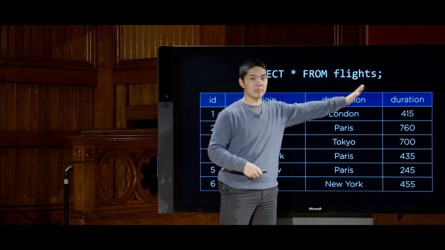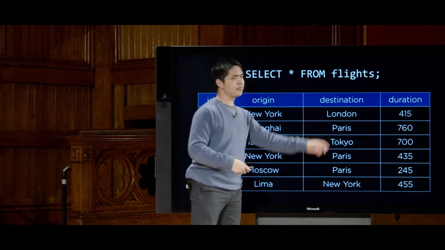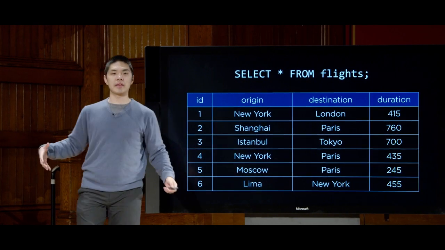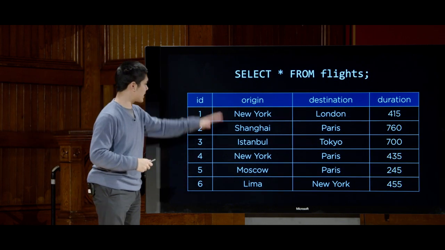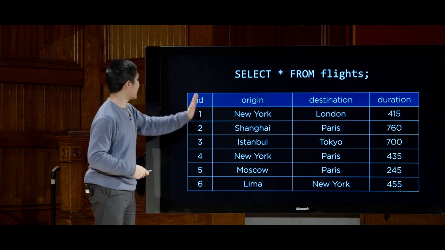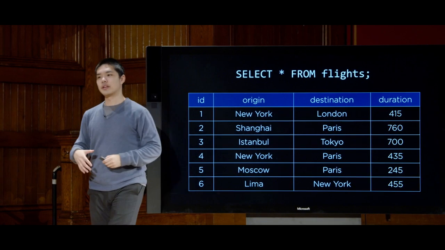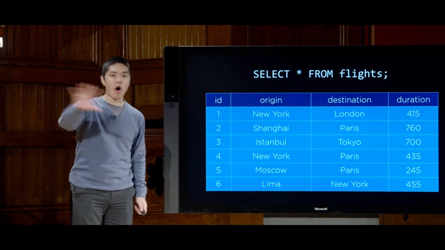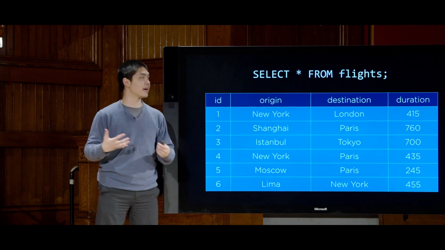Select from flights means I want to select data from the flights table. And this star is a wildcard that here just means select all of the possible columns that you can. And so if this is my table of flights, where each flight has an ID, an origin, a destination, and a duration, then select star from flights will select all of that data.